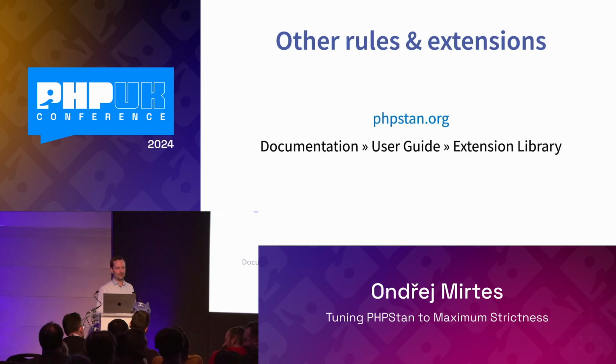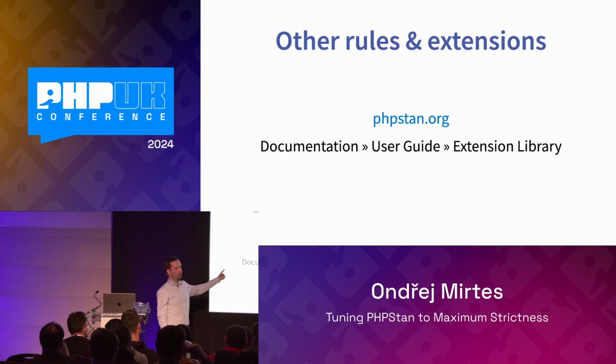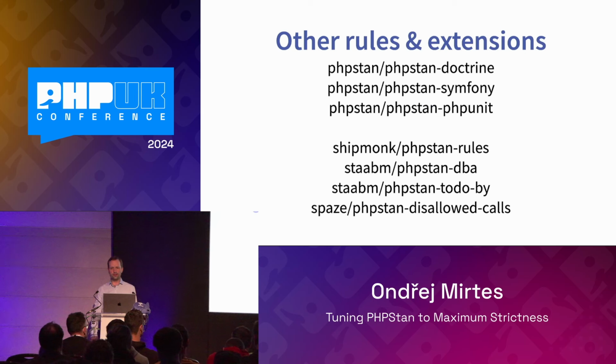Okay, there are many other rules and extensions. So you can go to phpstan.org and follow documentation, user guide, and extension library, and you can see many more extensions that are available. There are many hidden gems in there. And if you are using popular frameworks like Doctrine, Symfony, or PHPUnit for unit testing, you should definitely install these extensions because they make PHPStan understand these frameworks better.